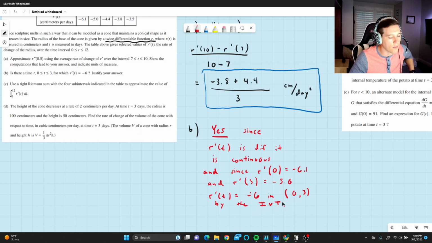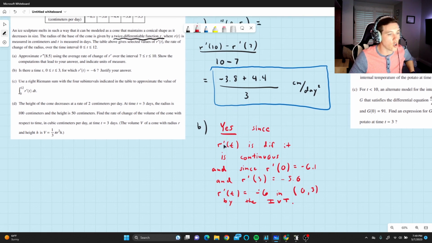I think you should still reference the intermediate value theorem. You definitely have to explain yourself with those endpoints. So you have to say to get from here to here, you had to cross -6 in the interval. And you definitely want to say because the function is differentiable, it is continuous. Make sure you remember all that. That's like 2 points that you could miss out on for stupidity reasons. And then always make sure you answer the question, yes or no.